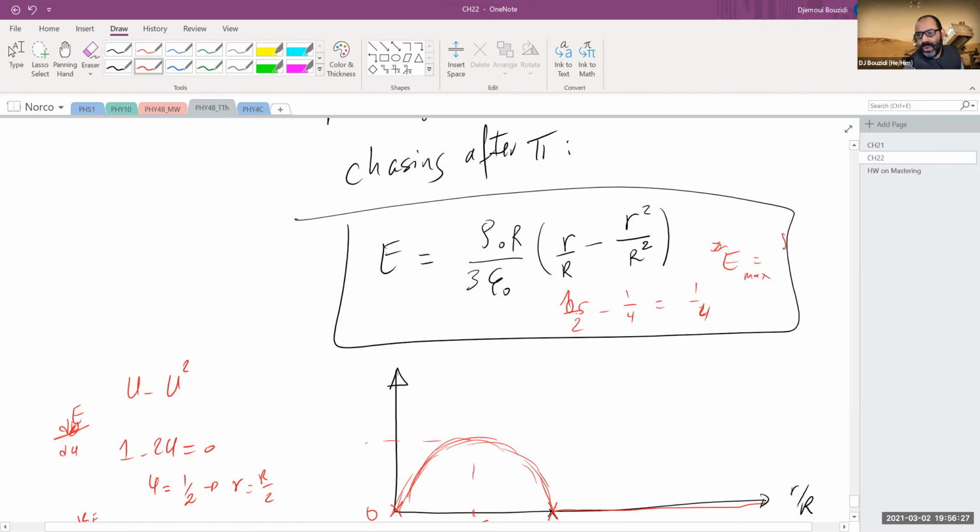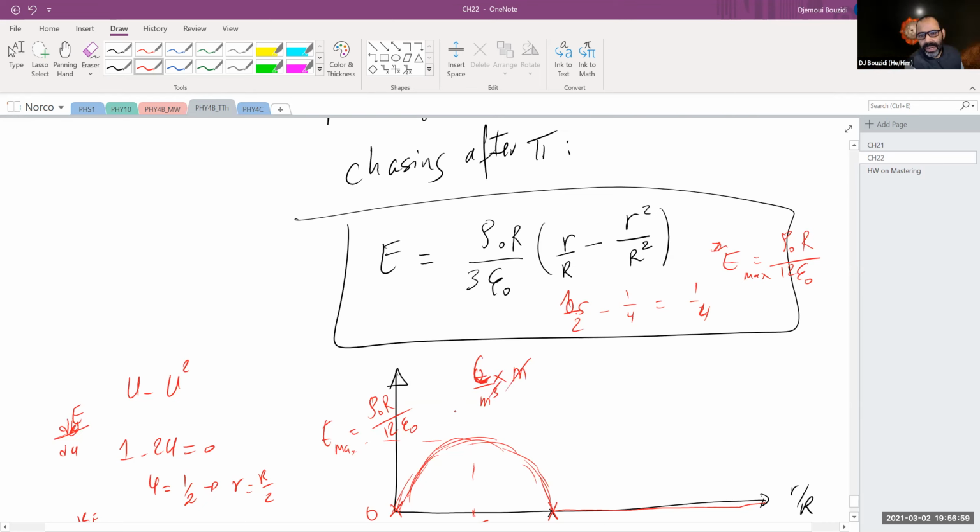So if I plug in the expression in here, the E max is going to be equal to rho naught times R divided by 12 epsilon naught, because I will have 4 times 3, okay? So this is the maximum value of the electric field. So E max equals rho naught R over 12 epsilon naught. It still has the proper dimensions, because rho naught has dimensions of charge density, which is Coulomb per cubic meter. And I'm multiplying by the radius of the sphere, which is a meter.